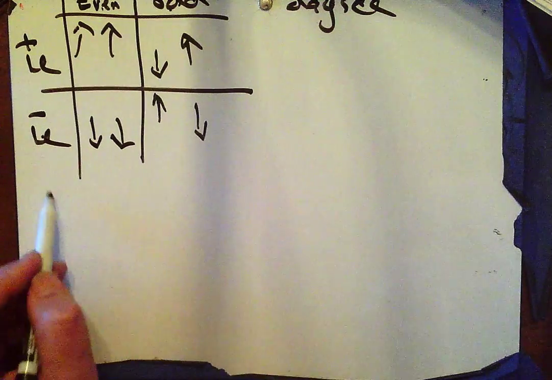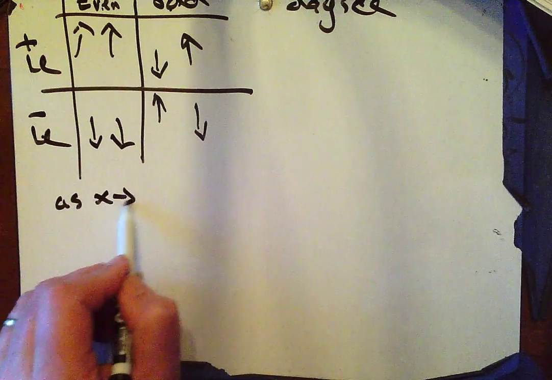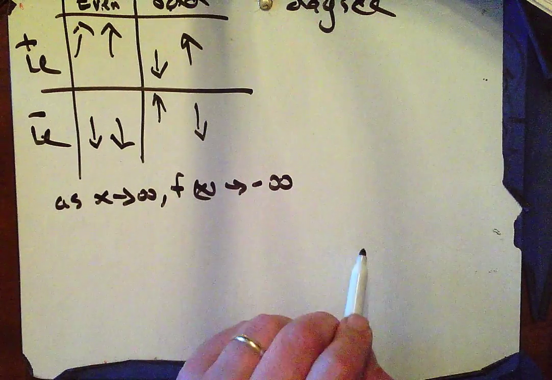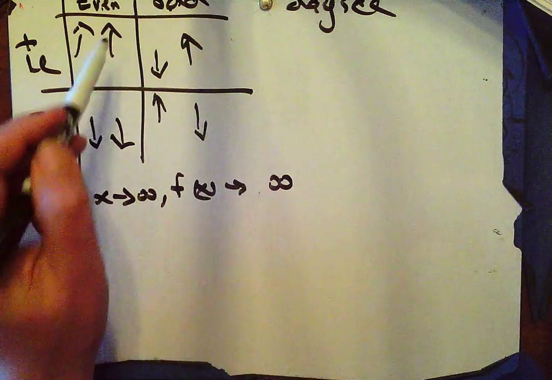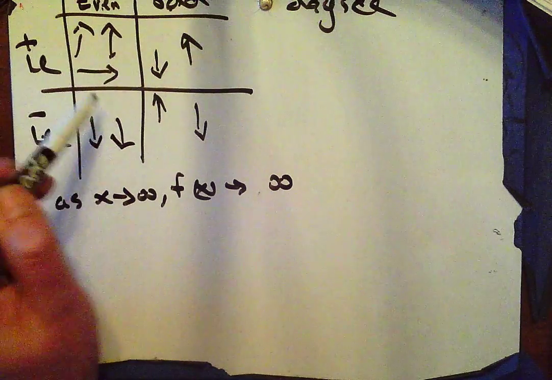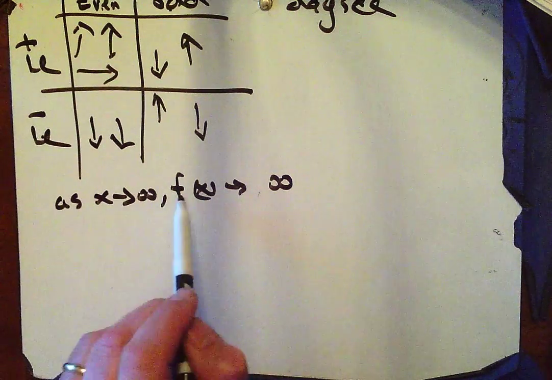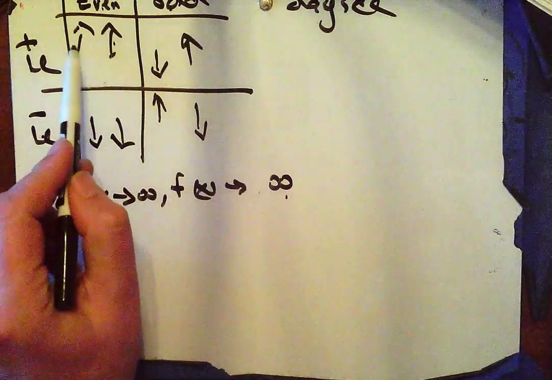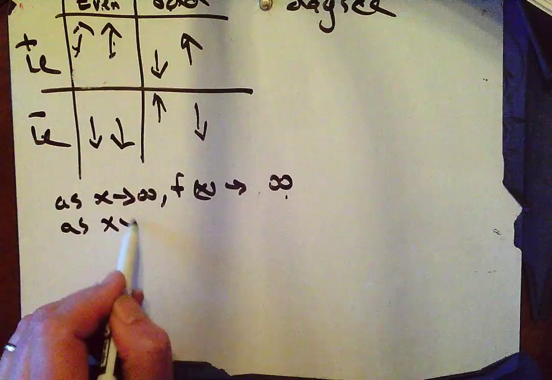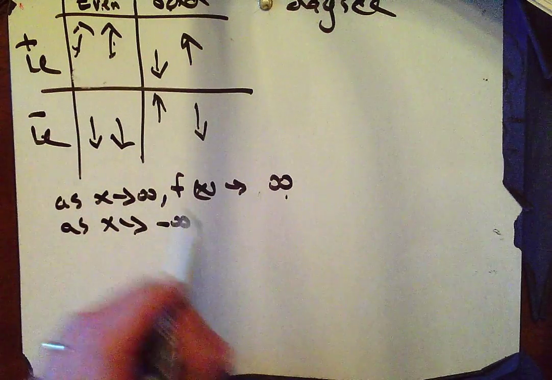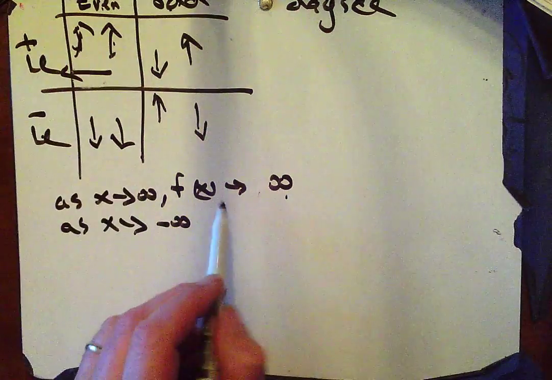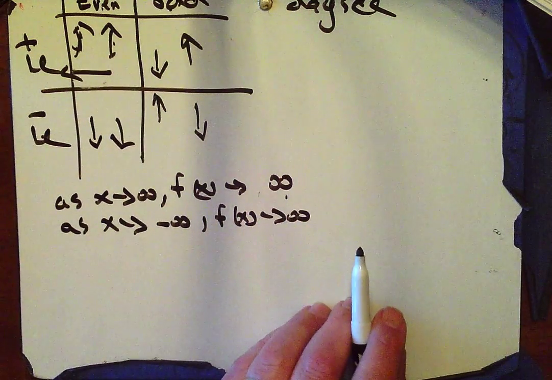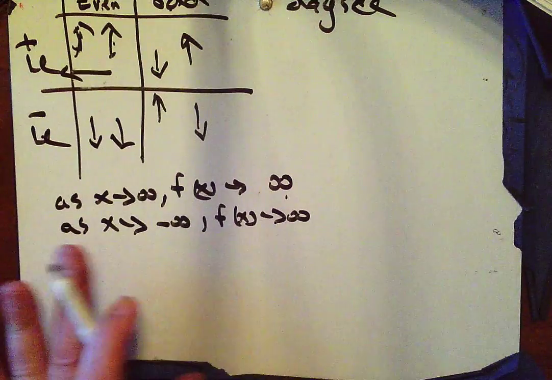So what I'm looking for is as x heads to infinity, f of x heads to infinity. As I go this way, as x heads towards infinity, where are the y values going? They're heading up to infinity. So if I wanted to describe this, I'd say as x heads to negative infinity, so we go in this direction, f of x is also headed towards infinity. So this is the appropriate notation I'm talking about.